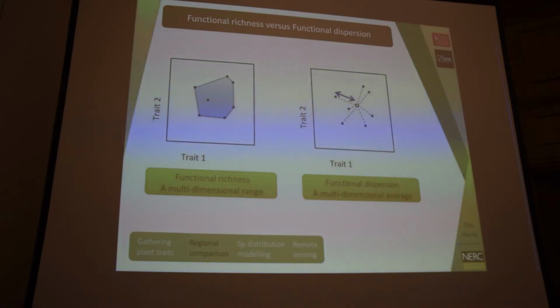Functional richness is a multidimensional range, so it's the area or the volume enclosed in trait space for the species in a particular location. Whereas functional dispersion is a multidimensional average. It relies on locating the centroid in trait space for those species from a particular region, and then looking at the average distance.